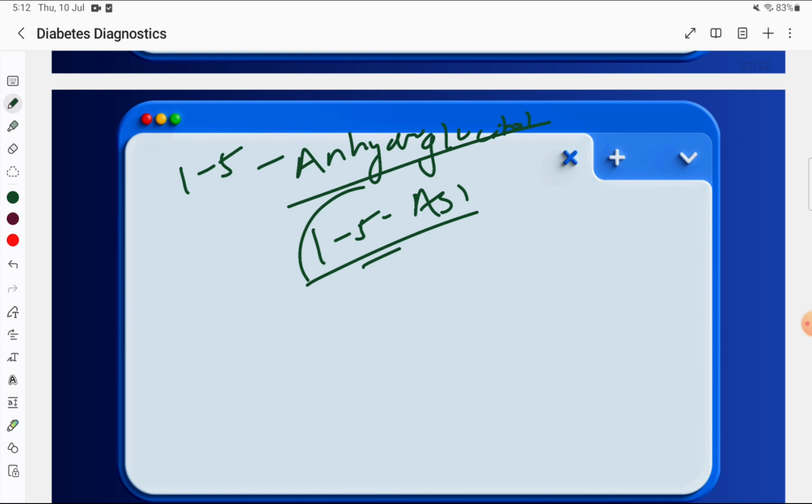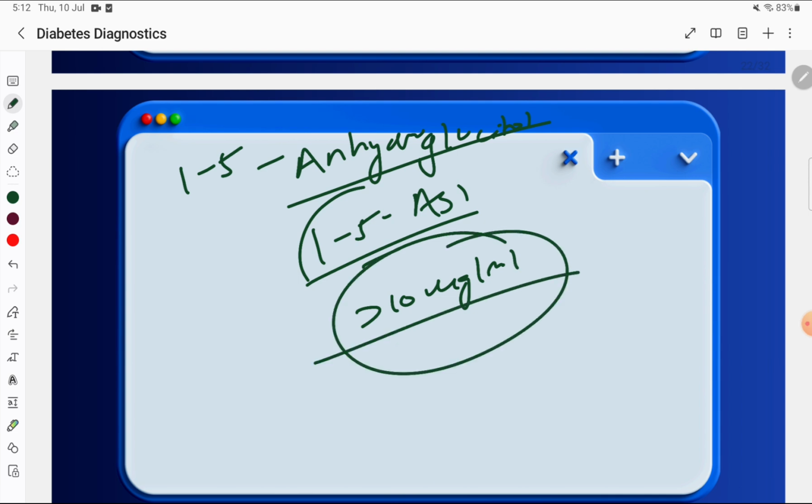So clinical utility, it is sensitive to postprandial glucose spikes, and it reflects glycemic control over 1 to 2 weeks. Okay, so the normal range is of course less than 10 microgram per milliliter. Okay, and it is a very rare test which is generally not done.